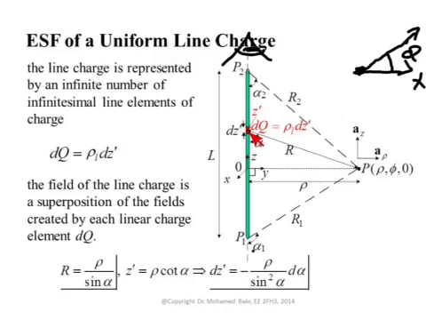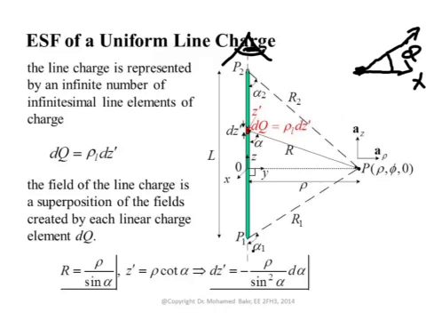R is the distance between any arbitrary element on this wire and my observation point. Z dash is the height of this arbitrary element from the XY plane. And alpha is the angle between the direction of the wire as shown here and the direction of the line connecting the element to the observation point.